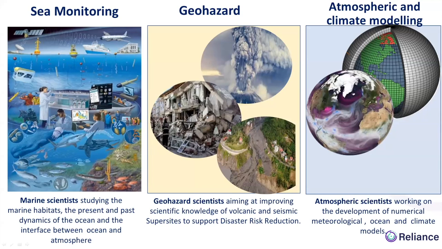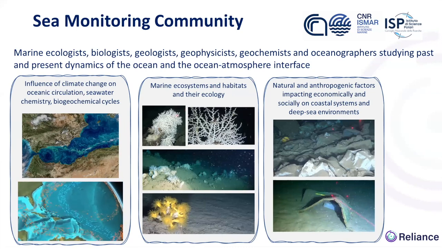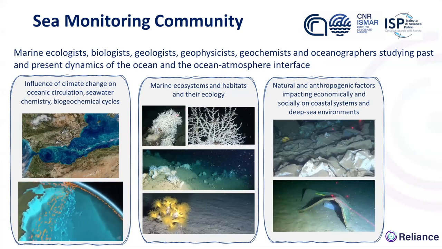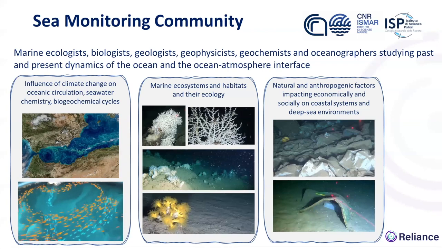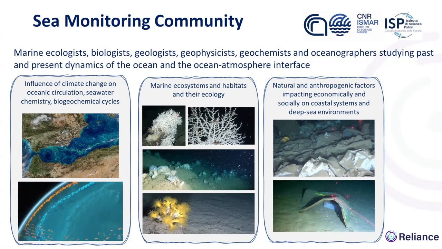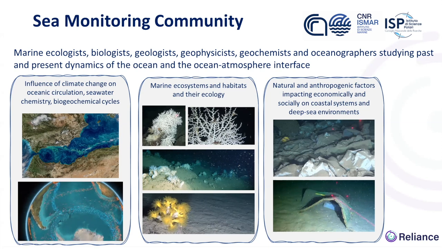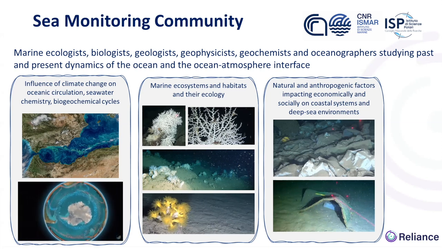So first of all, as Elisa already said, in the RELIANCE project there were three different communities: the sea monitoring one that I represent, the GeoASA one that was presented very well by Elisa, and the atmospheric and climate modeling one that was introduced yesterday by Annie. The sea monitoring community in particular is working on three different specific fields. First of all, trying to understand the influence of climate change on ocean circulation, seawater chemistry, and biogeochemical cycles, on marine ecosystems and habitats and their ecology, and about natural and anthropogenic factors that are impacting economically and socially on coastal systems and deep sea environments.